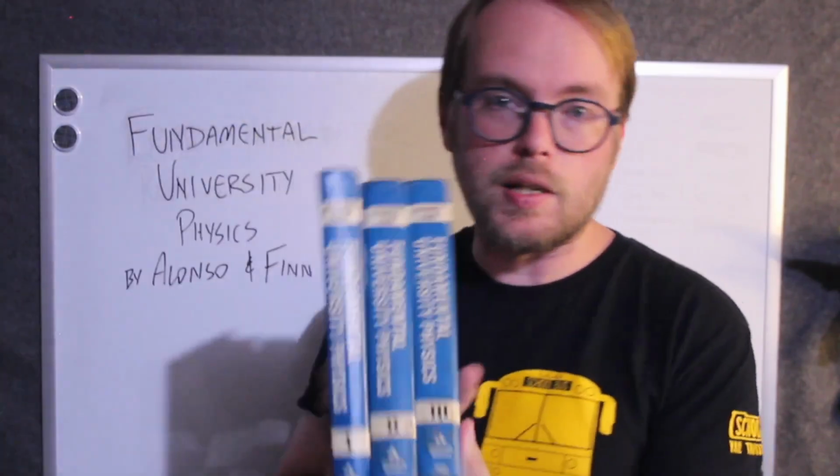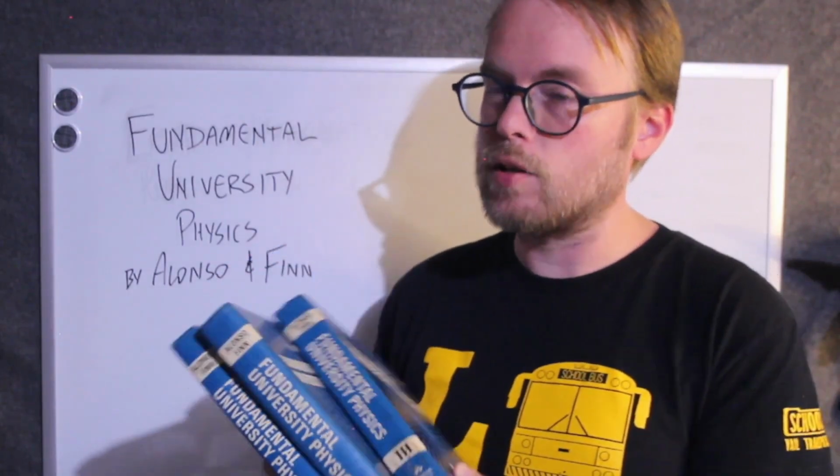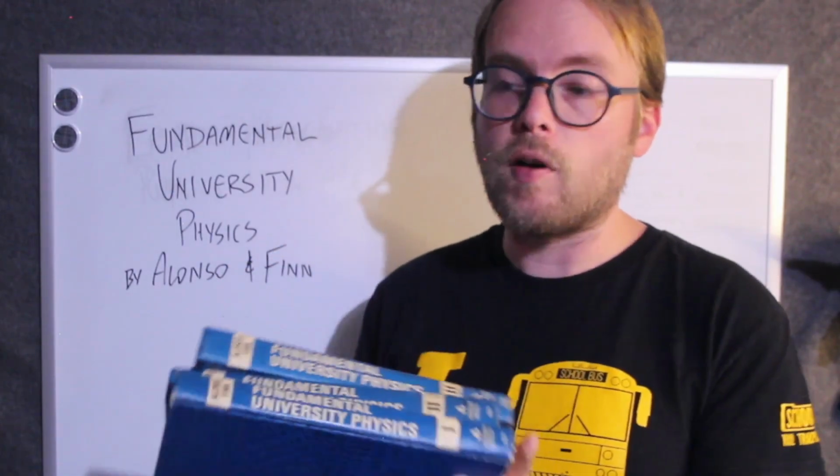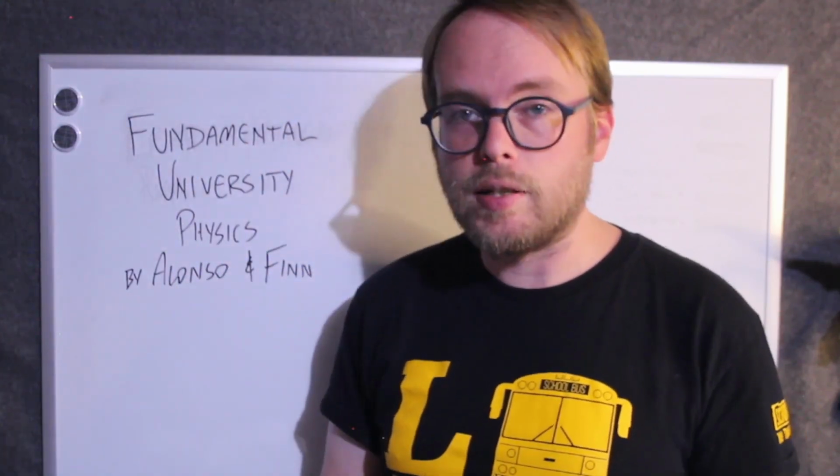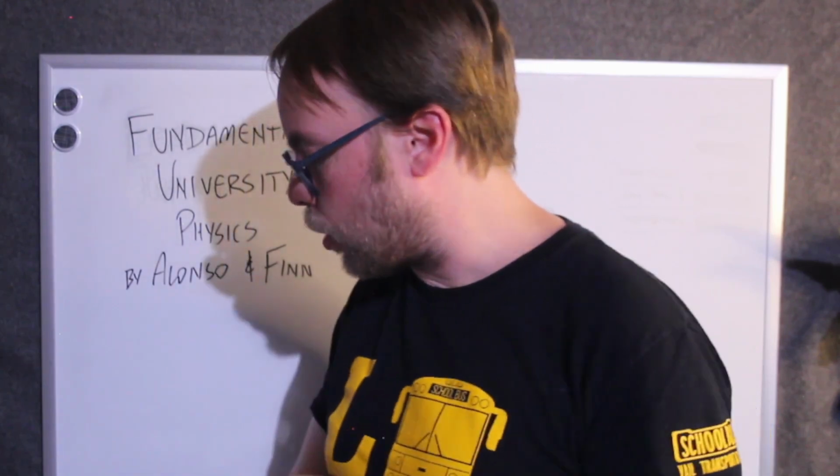This here is the text that we'll be using. This is Fundamental University Physics by Alonso and Finn. This is a 3-volume set from the 60s. As far as I can tell, they're currently out of print. This is what we're using.